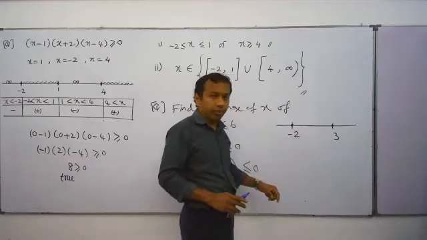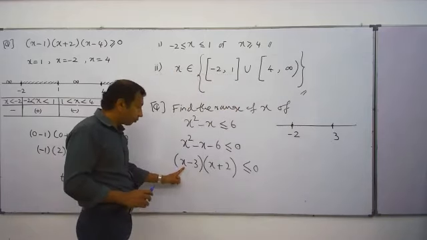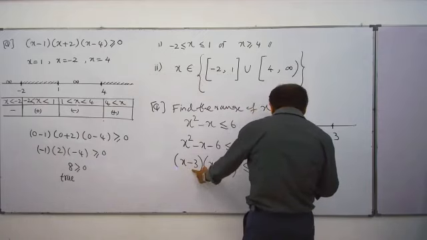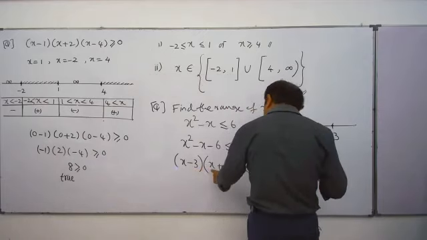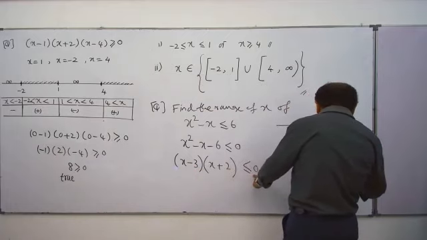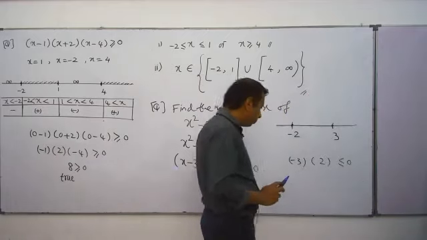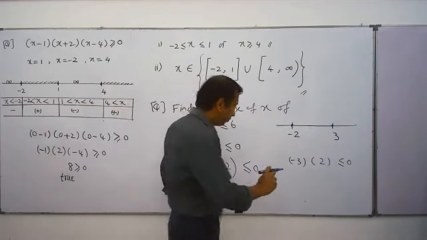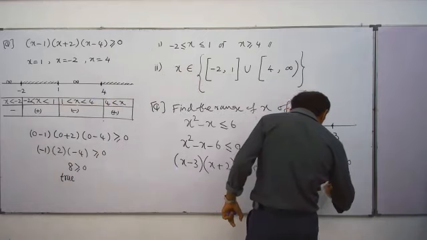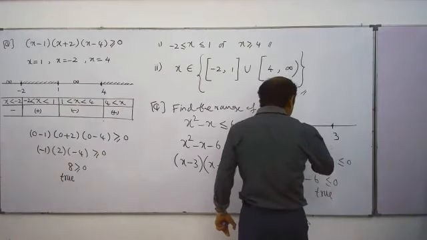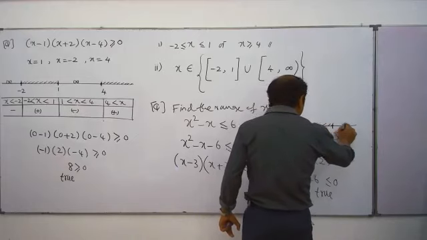Put 0 here. What do you get? First bracket 0 minus 3, first bracket minus 3. 0 plus 2, second bracket plus 2. Here we put this way. Left hand side minus 3 into 2, minus 6, less than 0. Is this true? Yeah, this is true, people. Then we accept this, and the other 2 intervals we reject.